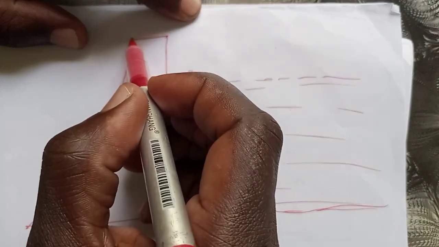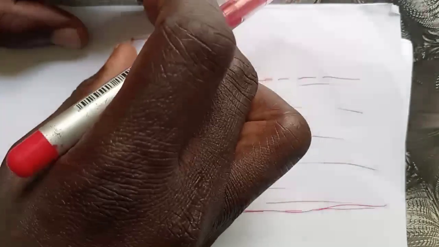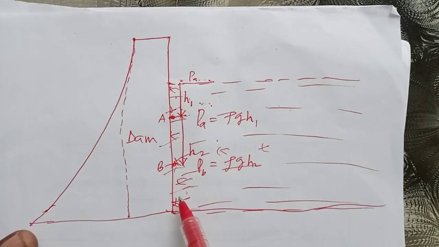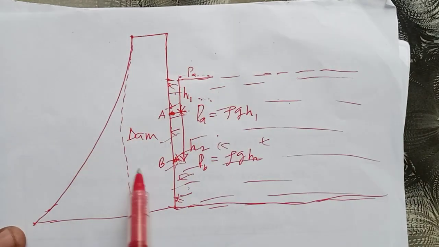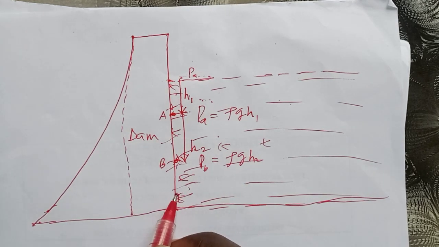Okay, if they made it like this, with the same thickness downward, there is every likelihood that the dam will break. This is why they make it thicker and thicker to take care of the large pressure at the bottom.